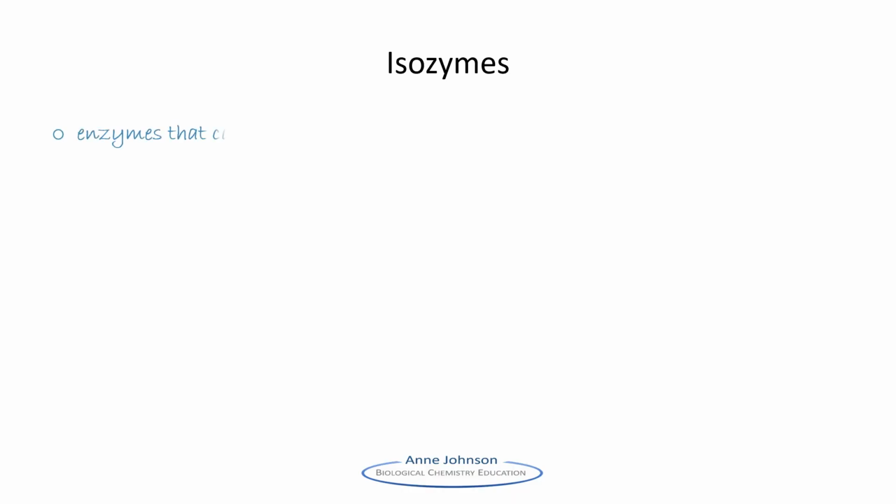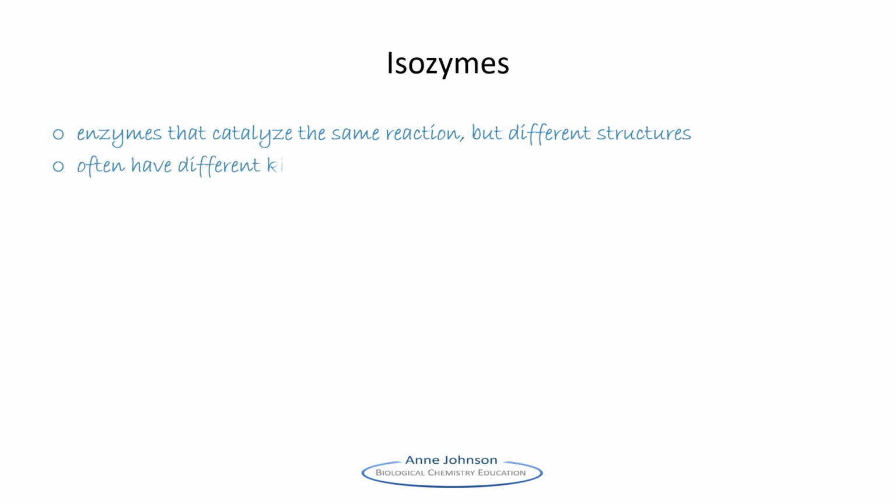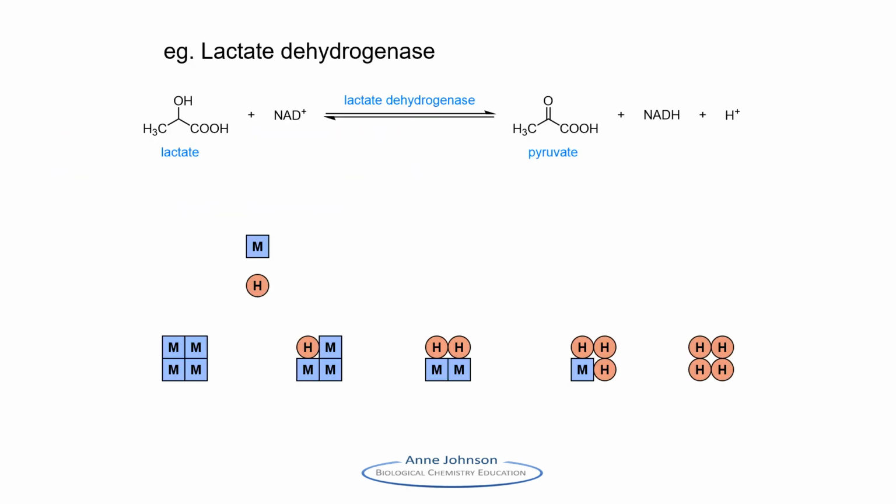Isozymes are enzymes that have different amino acid sequences but catalyze the same reaction. Isozymes usually have different kinetic parameters, such as Km or Vmax, or different regulatory properties. This is useful for controlling the function of the enzyme at different stages of development or in different tissues. Additionally, if the enzyme is oligomeric, various combinations of the isozyme monomers can fine-tune the overall function of the enzyme.